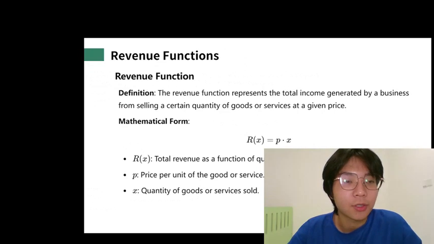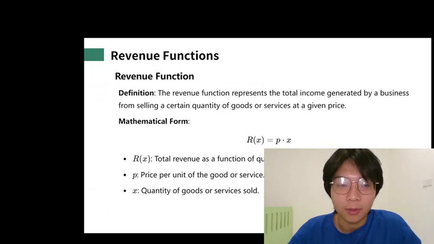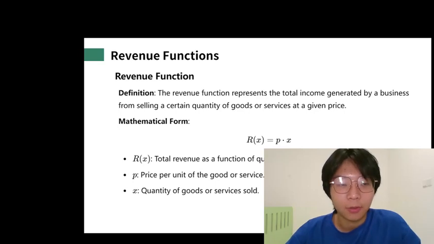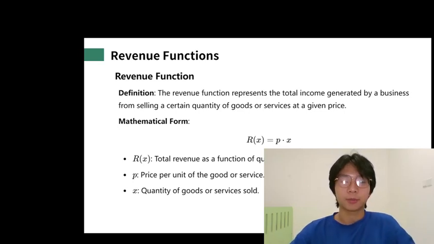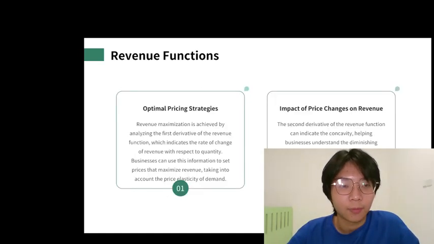Now the revenue function. It represents the total income generated by a business from selling a certain quantity of goods or services at a given price. Its mathematical form is R(x) = p times x. R(x) is the total revenue as a function of quantity x, and p is the price per unit of the good or service, x the quantity of goods or services sold.